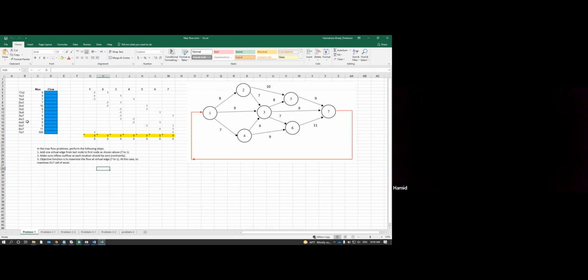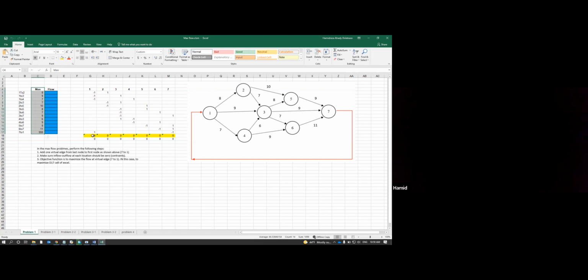In here, still blue cells are decision variables. They show how much flow we want to send from one point to another, for 1 to 2, 1 to 3, up to 7 to 1. On the left side, we have the capacity of each link. For 7 to 1, I put 999. It just means a large number. In mathematics, I cannot write infinity, so I put a very large number, which practically is infinity.